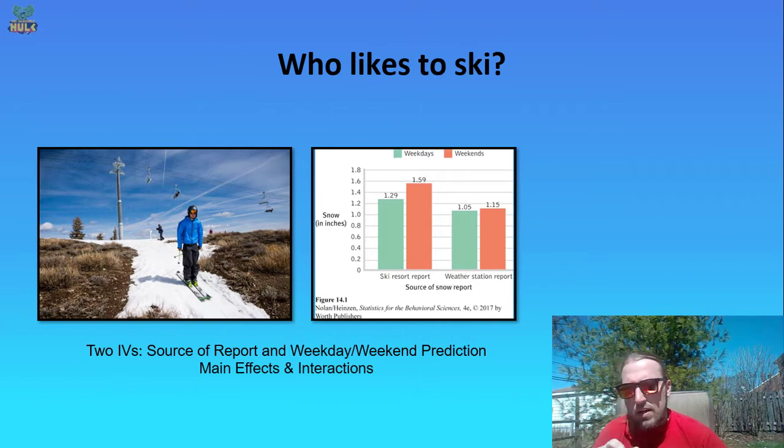So in an ANOVA, anytime we look at the effect of a singular independent variable, we call that a main effect. When we start to look at how one independent variable behaves differently in the context of another independent variable, then we start talking about interactions.